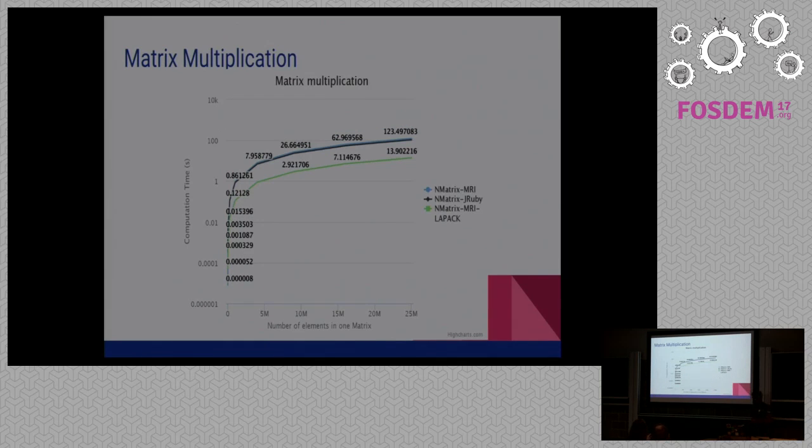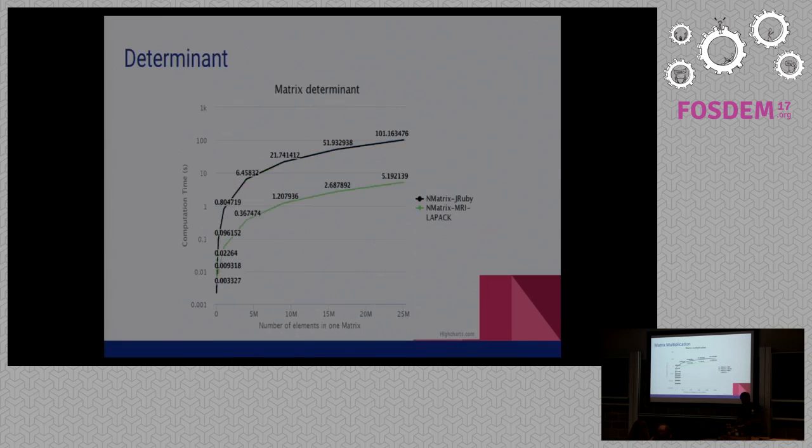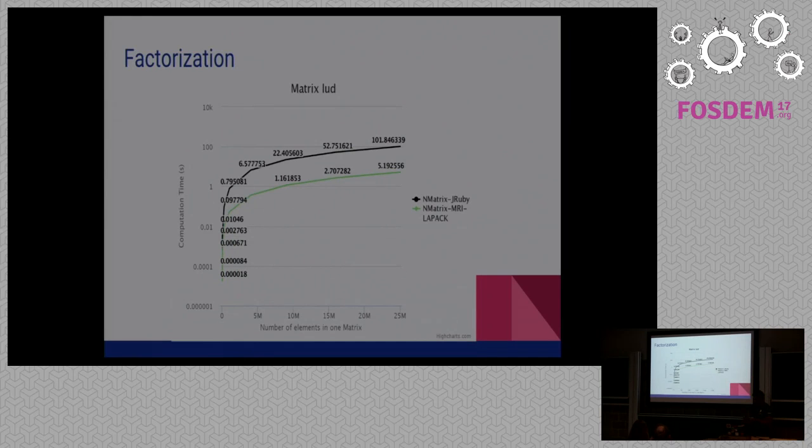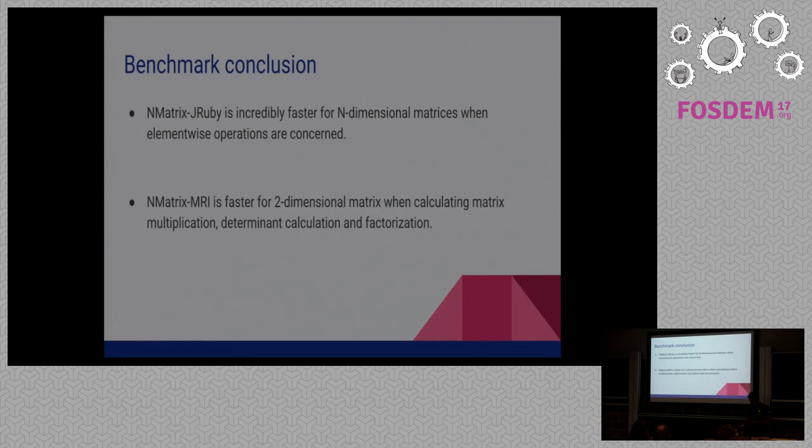For matrix multiplication, NMatrix JRuby loses to NMatrix CRuby or MRI, because we definitely don't have Fortran libraries for this, and any Java code can never beat Fortran code. Even though we have jitting, and this code will get improved after running a lot of loops, it still does not get better than Fortran. Similarly, for determinants, it's again 20 times slower. For factorization, it's the same, 20 times slower.